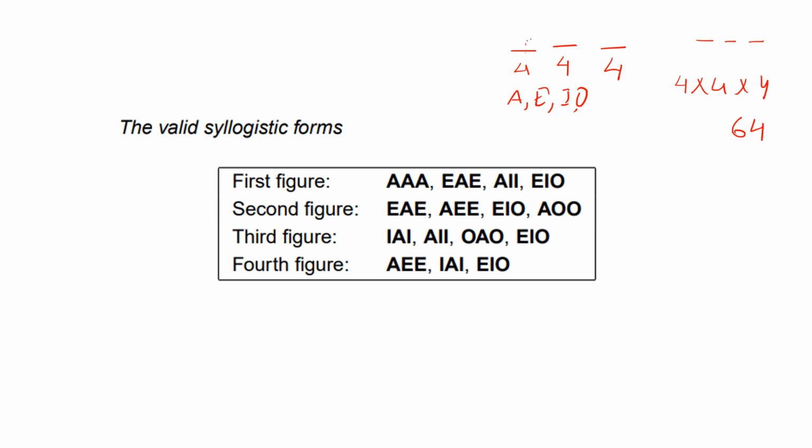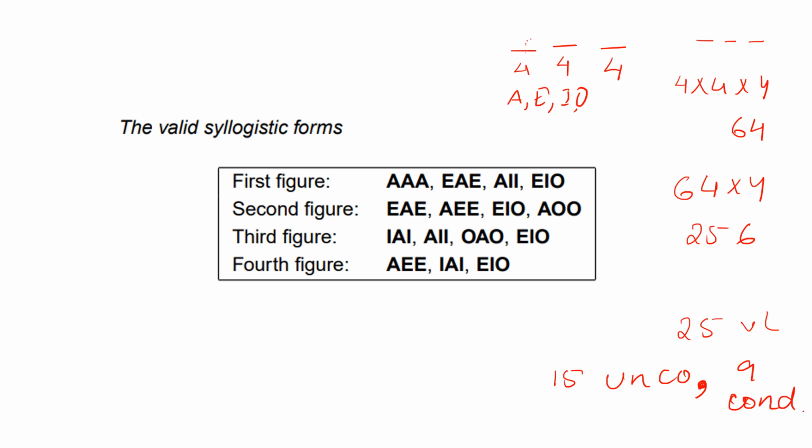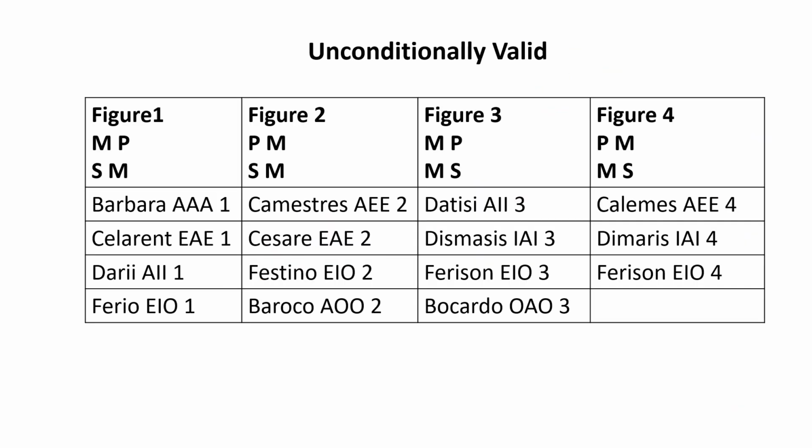Now if you consider figure also, there could be 64 into 4, so this could be 256. So here there are 256 cases of moods and figures, of which 25 are valid syllogistic forms. From these 25 valid syllogistic forms, 15 are unconditionally valid and 9 are conditionally valid. Okay, so here let me tell you in detail.